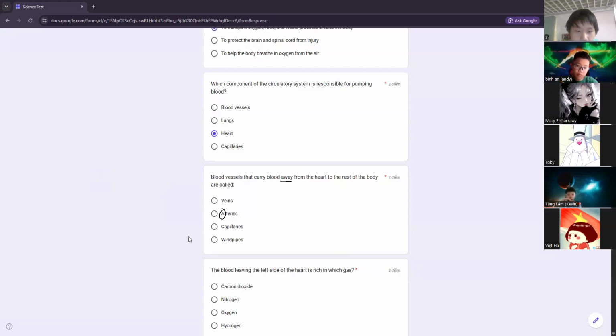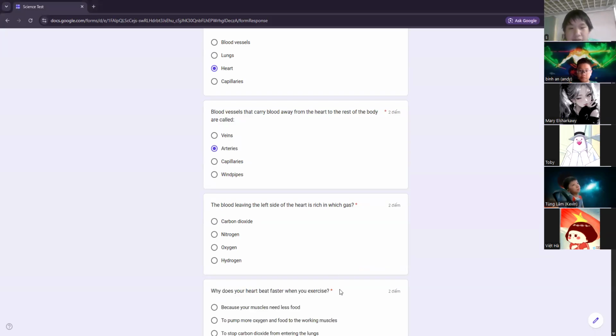The capillaries, I've already explained what they do, and the windpipe is the place where the air travels into the lungs. So it's the respiratory system basically, and not the circulatory system, which is what we need. So the blood leaving the left side of the heart is rich in which gas? Can anybody tell me? The left side of the heart.